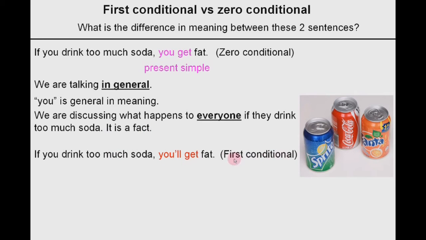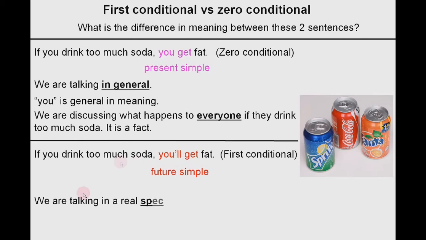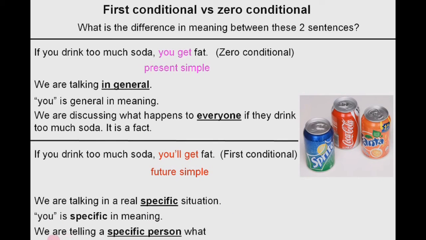But here, the first conditional, as we have seen today, this is the future simple. But here, we are talking in a real specific situation. You is specific in meaning. If you drink too much soda, you, Mark, or David, yes, you, then you, David or Mark, you will get fat. Specific. And we are telling a specific person what will happen if they drink too much soda. Okay? So they look very similar, they sound very similar, but the meaning is different. So this is the zero conditional, this is the first conditional. I have a separate lesson about the zero conditional on my channel.